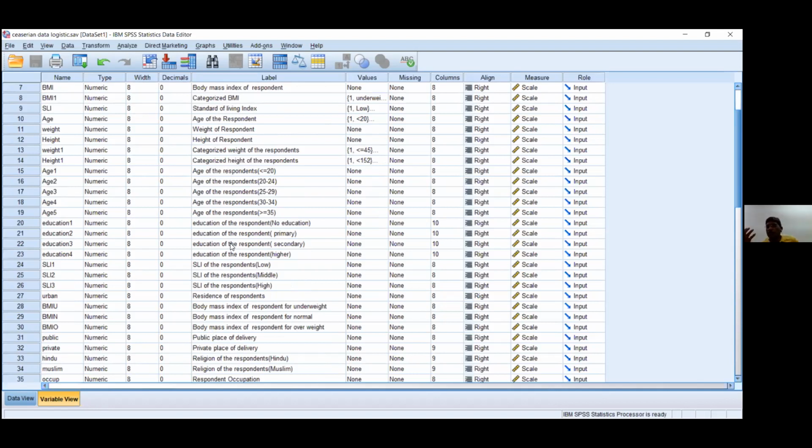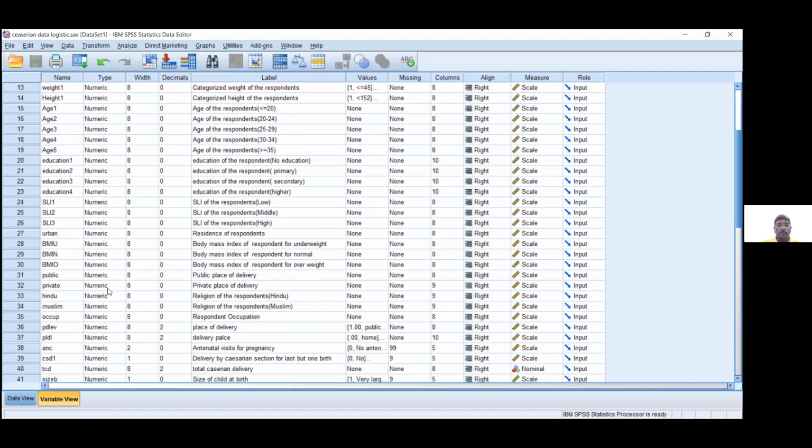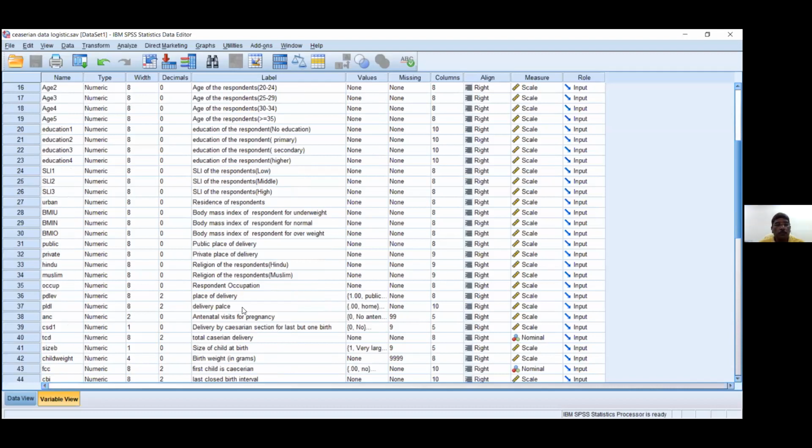We have made the dummy variables from the continuous variable, and they are dichotomous because we want to know the risk in each and every group. If we use continuous data, we cannot. So place of delivery, public or private, Hindu, Muslim, occupation, respondent's occupation. So this is the public delivery place.